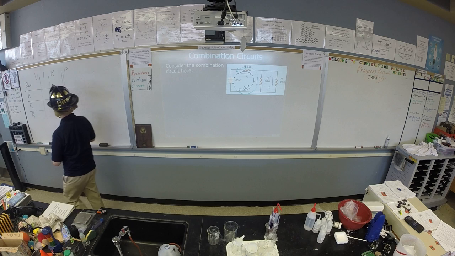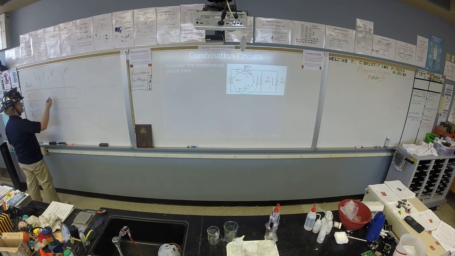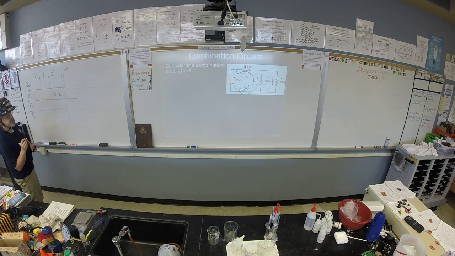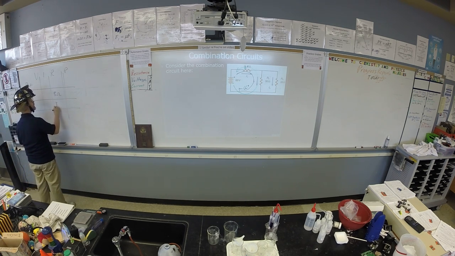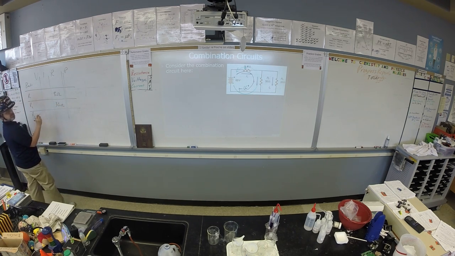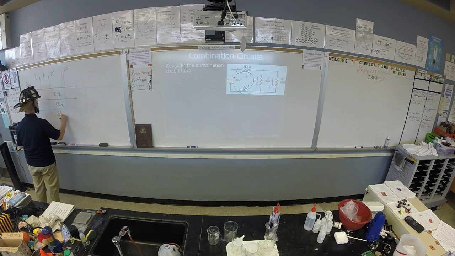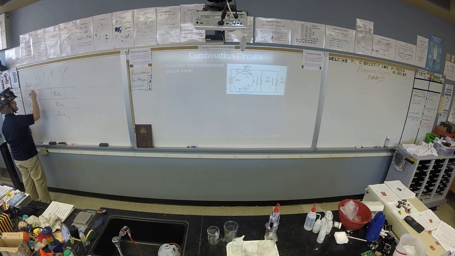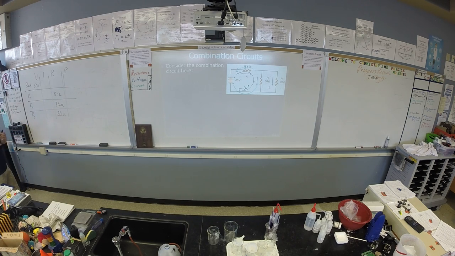R1 is 8 ohms. R2 is 30 ohms. And then R3 is 20 ohms? Yeah. And we also know that the battery is 60 volts. I think that is the limit of everything we already know.